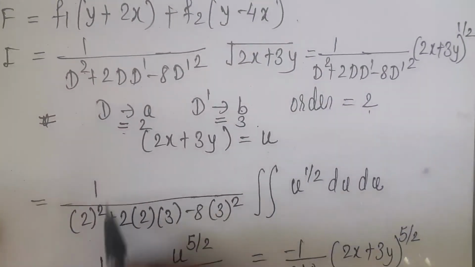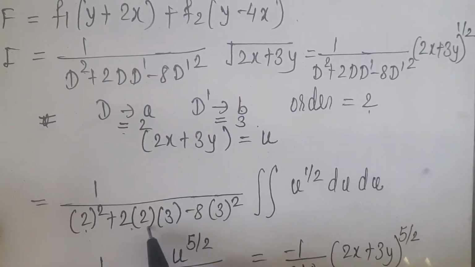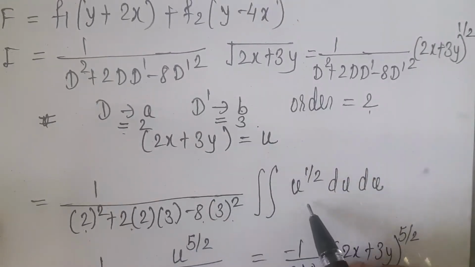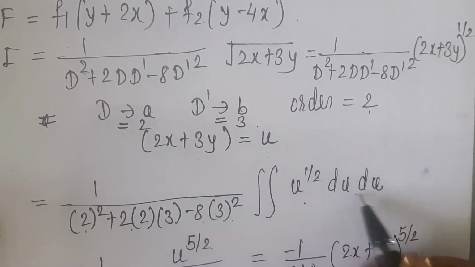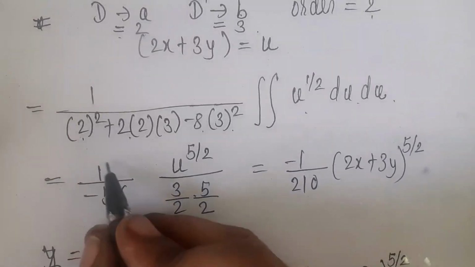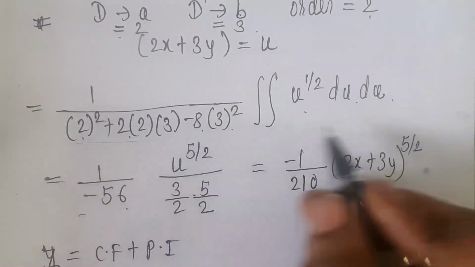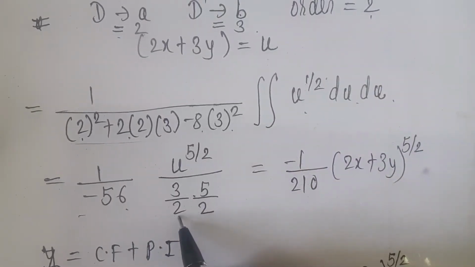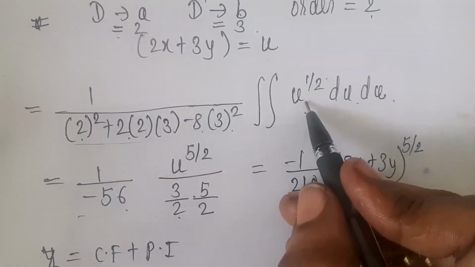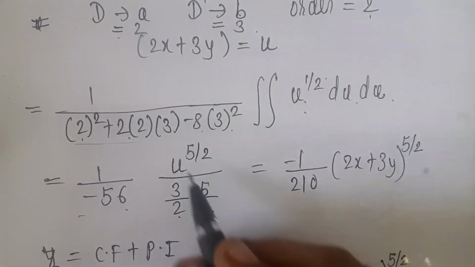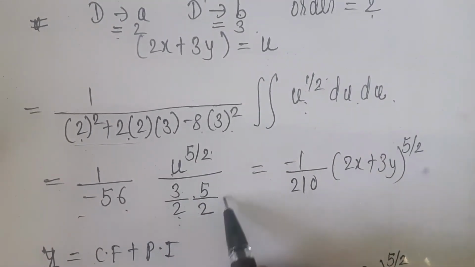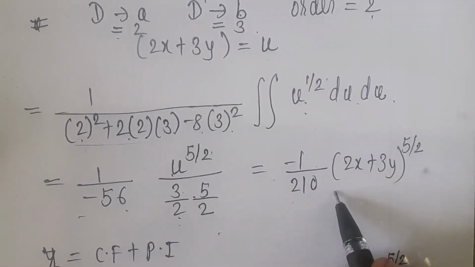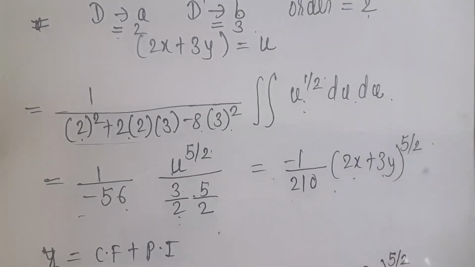So see, 1 upon a square plus 2 times d into d' minus 8 into 3 square multiplied by double integration of u to the power half du du. So it becomes minus 1 by 56, calculation for this. U to the power half integration is u to the power 3 by 2 by 3 by 2. Again u to the power 3 by 2 integration is u to the power 5 by 2 by 5 by 2. So it is u to the power 5 by 2 by 3 by 2 into 5 by 2. Minus, so the answer for this is minus 1 upon 210 into 2x plus 3y to the power 5 by 2.